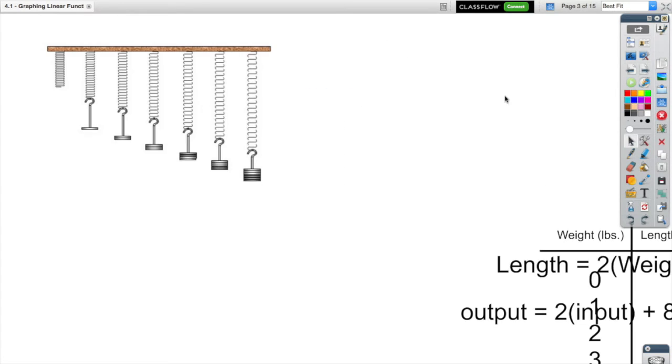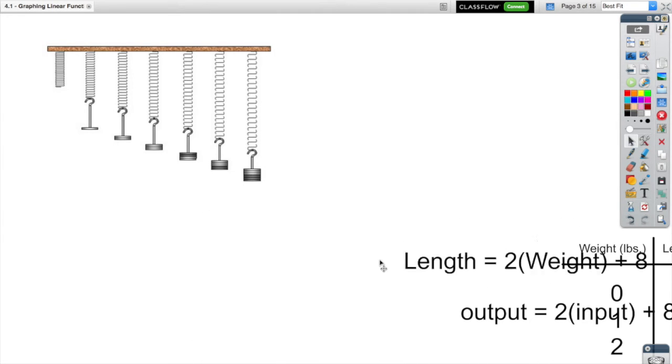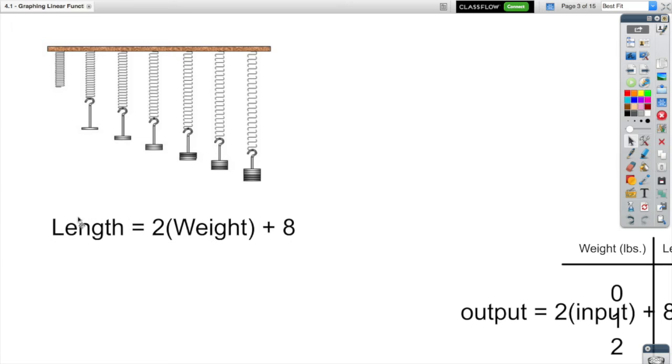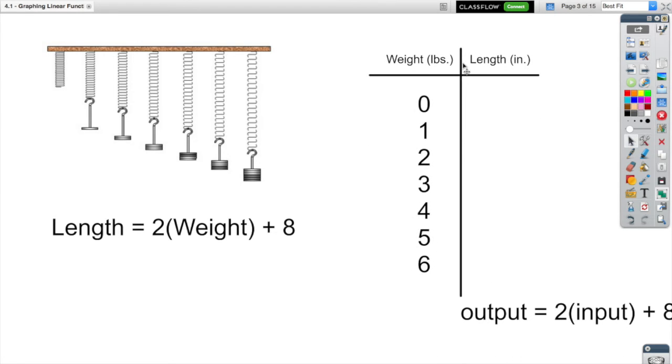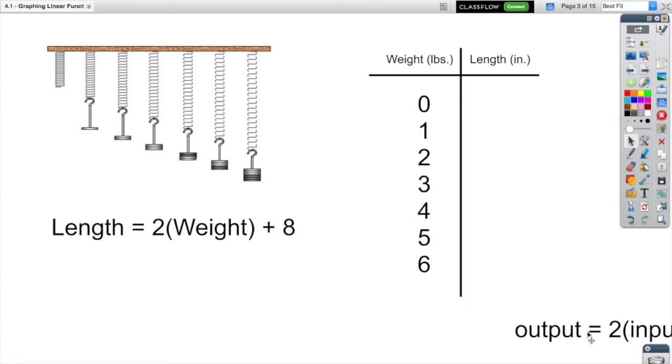And let's say in this particular case, we knew the dynamics of this spring, that it followed this particular pattern, that the length of the spring, let's say in inches, always turned out to be determined by the weight hanging from it, let's say in pounds. And so if you take the weight and you multiply that by 2 and then add 8 to it, that would give you the length of a spring. And so what we could do is we could fill out a data table like this one. And so this is the idea of using what we call a linear equation to determine data.